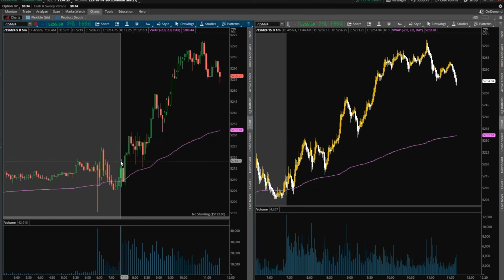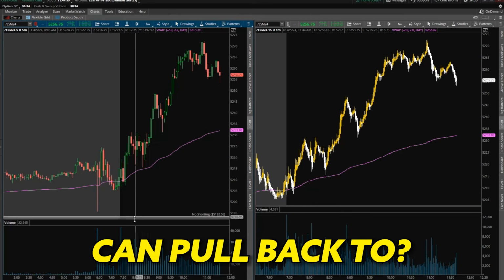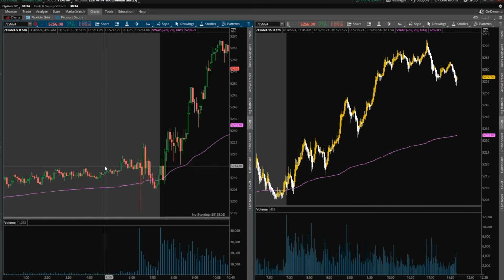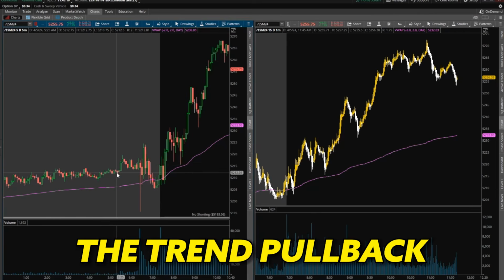Now, one of the ways that I love using Bookmap is to see where the trend can pull back to, okay? So I knew during pre-market that we were trending up off of this demand zone, okay? Off this big support area. So basically what I was looking for, I call this the trend pullback setup.